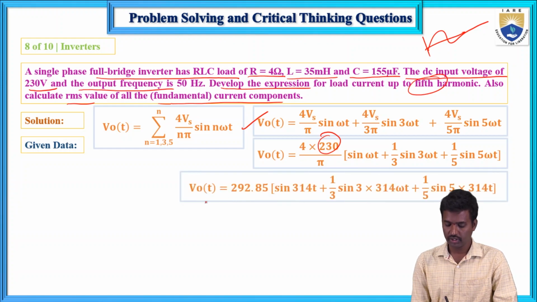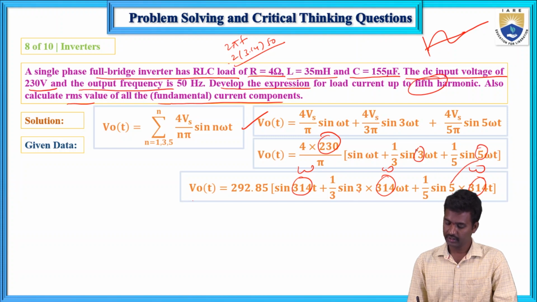Now omega is 2 pi f, which is 2 into 3.14 into 50, so 314 is omega. So for n equals 1, 3 and 5, the terms are sin omega t, 1 by 3 sin 3 omega t, and 1 by 5 sin 5 omega t, and 4 into 230 by pi is 292.85.